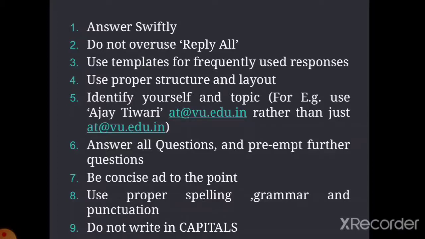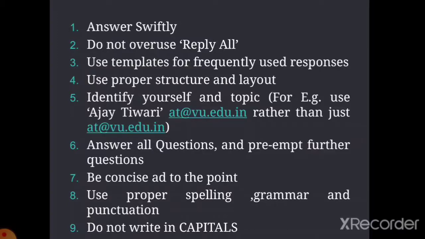Okay, be concise means you are saying a lot of things, but precisely. Okay, you say many things, but in fewer words, and that is to the point. Okay, so in mail it is not WhatsApp chatting, so we should be to the point while typing the mail.